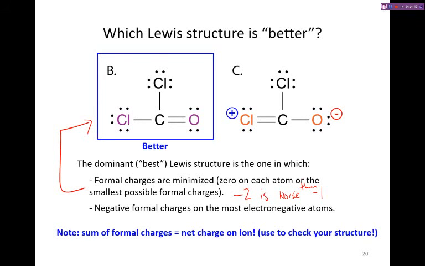Something to note here is that the sum of the formal charges is the net charge on the ion, and so you can use that to check your structure. Since phosgene had no net charge, the sum of the formal charges should add up to 0. On the left, we have 0, 0, 0, and 0, and those add up to be 0. And here we have 0, 0, +1 and -1, and those add up to be 0 as well. So they're both adequate structures, but the one on the left is better.